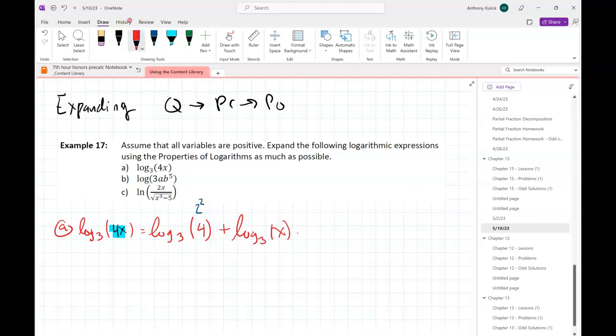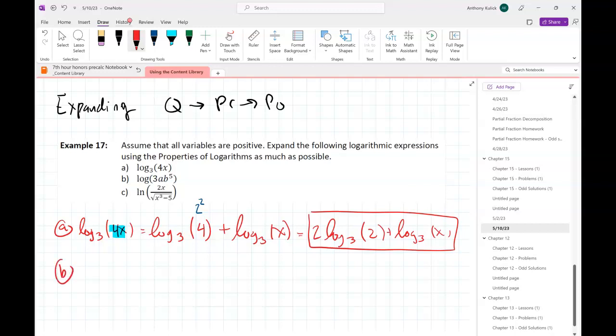But there is a power property going on there. So that allowed me to move the exponent to a coefficient. And then we said that nothing happened with the log base 3 of x. So that's just going to stay the same. And that's as far as I can go. Everybody's good with that? Okay.